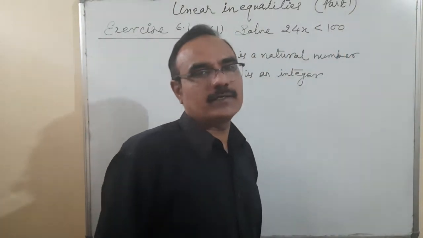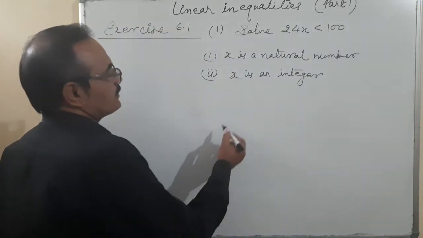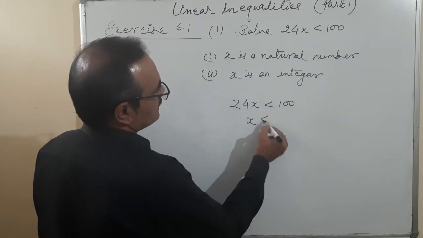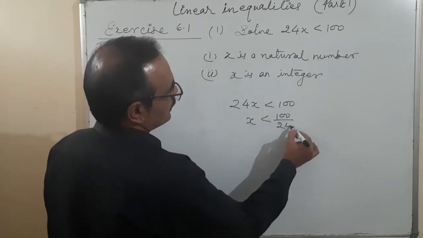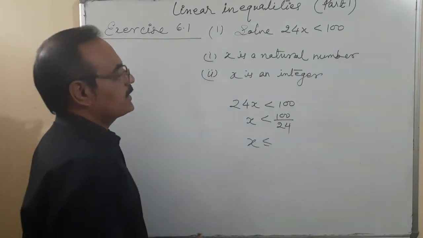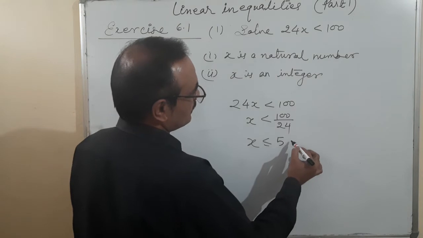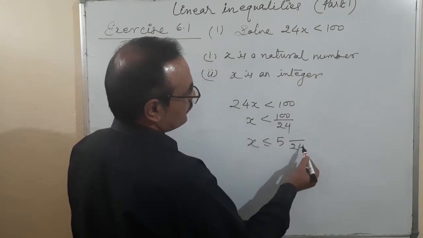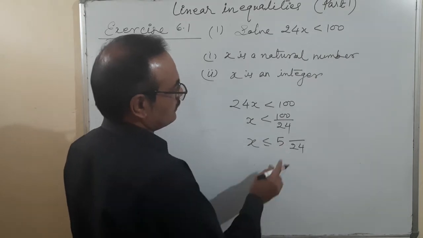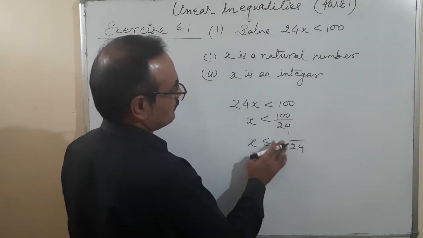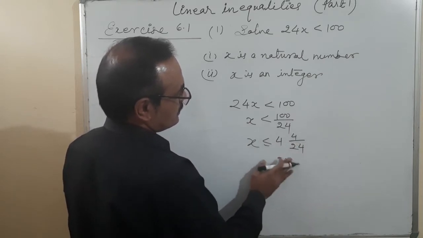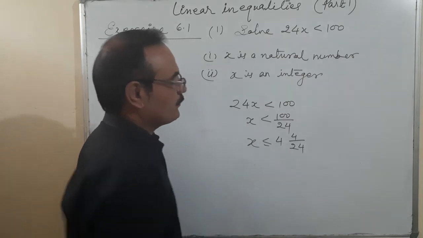Okay, x is a natural number. 24x is less than 100. Now let us see what is the value of x. So 24x is less than 100, x is less than 100 upon 24. 25 times 4 is 100, so this result is coming 4 point something. 4 5s are 20, 5 2s are 10, 4 4s are 16, 8 1s are 96. So this is coming 4 whole 4 upon 25.